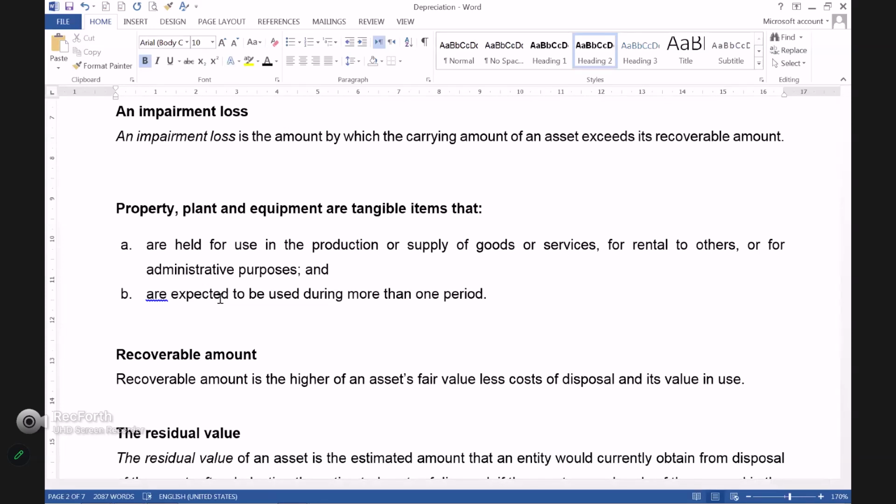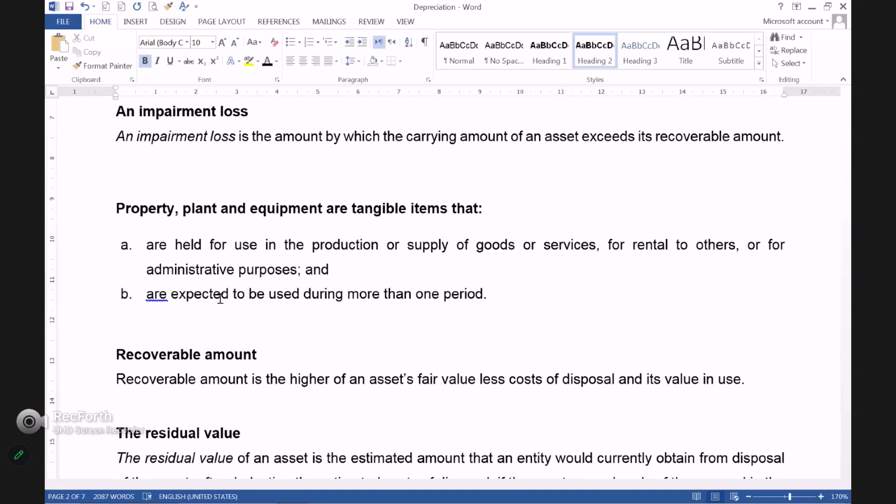So what do you mean by property, plant and equipment are tangible? Tangible means you can touch and identify. It is visible to your eye. Okay, so tangible. So in the accounting standard, it is called property, plant and equipment.